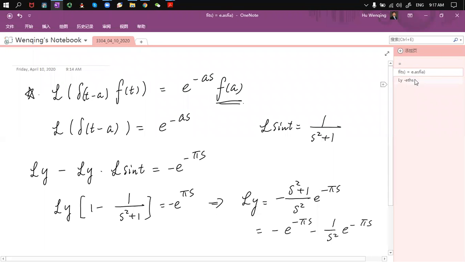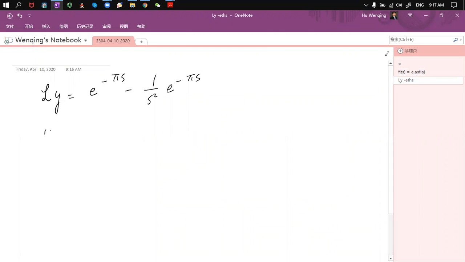Now, once you have this, you can transform back. So y is equal to the inverse Laplace transform of e power minus pi s minus the inverse Laplace transform of e power minus pi s times 1 over s squared. Is that good to everybody?